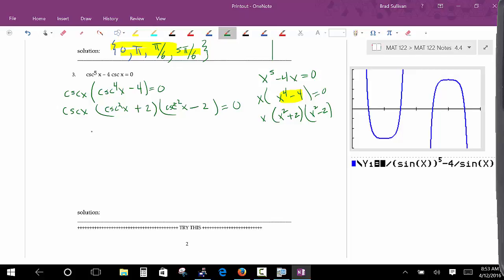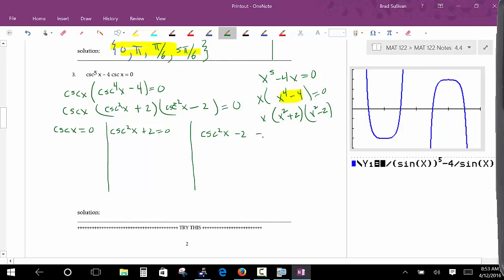Okay. So what I'm going to do now is we're going to set each factor to 0, and then we're going to interpret this on the unit circle primarily. So I've got cosecant squared x plus 2 equals 0. I'm going to work with that. Then cosecant squared x minus 2 equals 0, like that. Okay? Now there's a couple of approaches you can take on this. If you have a cosecant, you can still go to the unit circle. You could even change those to sines if you want to. I'm going to leave them the way they are, and let's just try to figure out and interpret how this would go on a unit circle.